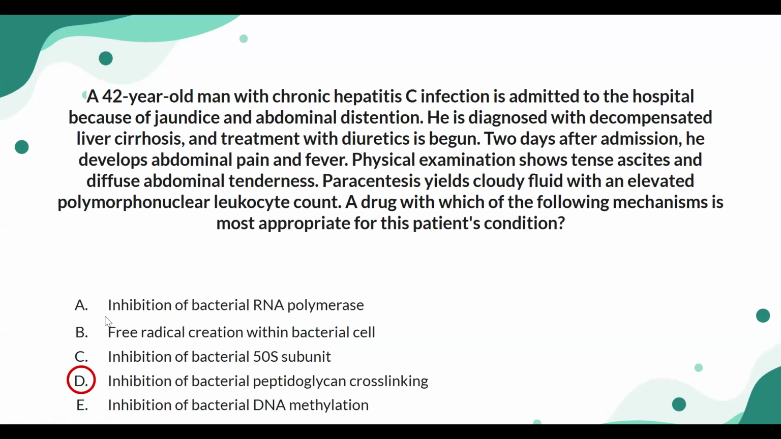Free radical creation within the bacterial cell, that is metronidazole. And the most common organisms treated with metronidazole would be trichomoniasis, Entamoeba histolytica, giardiasis, right? Giardia lamblia, I think. Yeah. And then C, inhibition of the 50S subunit, that's macrolides, such as clindamycin, linezolid. That is not used for this either. And then lastly, bacterial DNA methylation, that's sulfonamides, basically like sulfamethoxazole, trimethoprim, and that is more so used for UTIs.